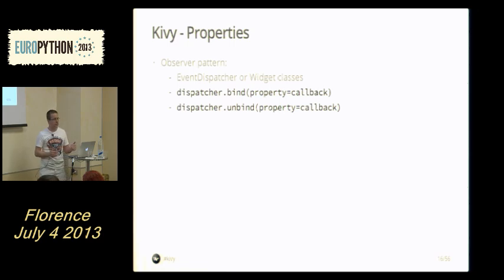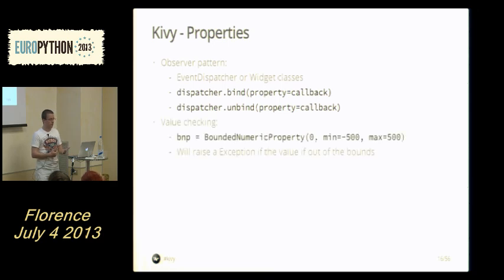So that's it. The first thing we did with the properties is to be able to observe the changes of it and attach a Python method or a function to it. As I said, we wanted to have value checking. So we have many different properties, like string properties, numeric properties, option properties, like the orientation of a box layout. It's an option property. You can set only horizontal or vertical. If you try to set something else, it will raise an exception. So you can design your own widget with that kind of properties.